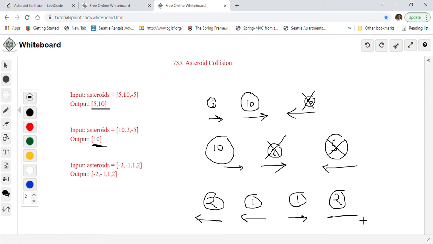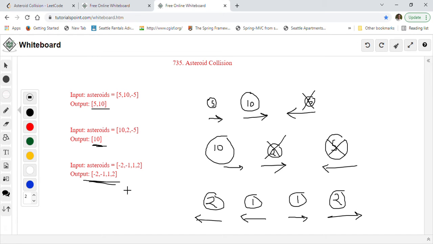As you can see from this image, no collision will occur among these asteroids. These two are going left, so they will never collide with anything. And these two are going right, so they will never collide with anything either. So the output will look the same as the input: -2 -1, 1 and 2. As you can see here, this is basically what the problem is.